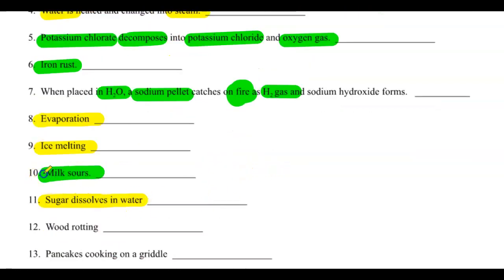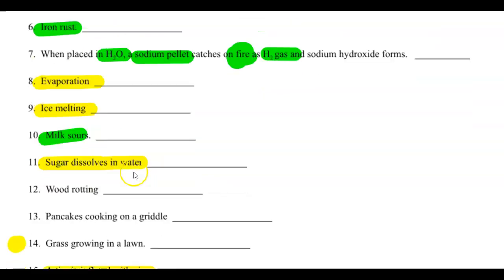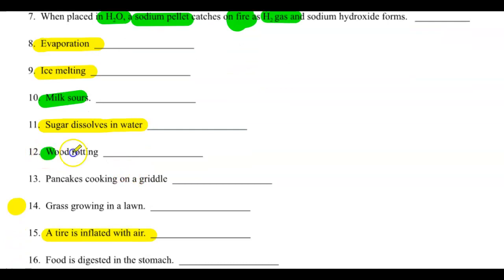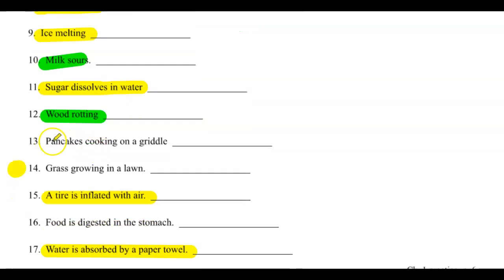Now, milk sours. This is chemical because sour milk is not milk. You don't want that on your cereal. It tastes different. It smells different. It's gross. Some bacteria or other little critters have gotten in there and changed the composition. Wood rotting. That's another chemical change. It's going to rot down into soil. So not the same thing.